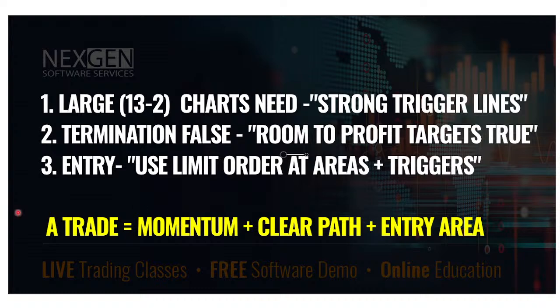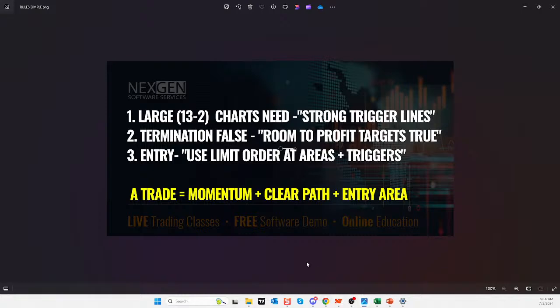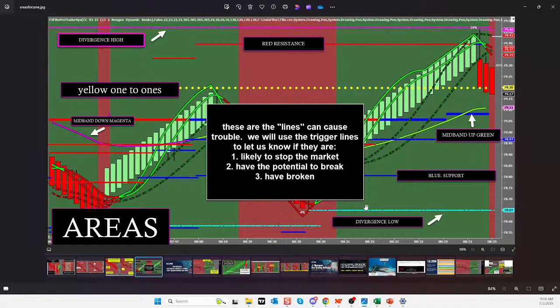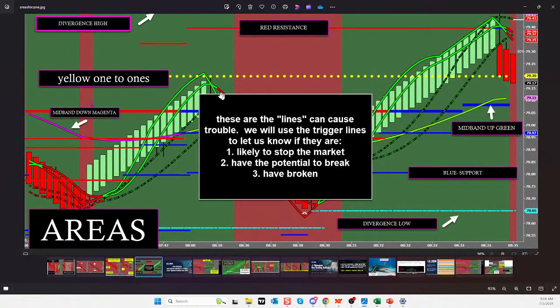Lines on the large chart are where buyers are buying and sellers are selling. And lines on the large chart are where fights can happen. And these lines on the large chart can be trouble. That's why termination conditions originate on the large chart.